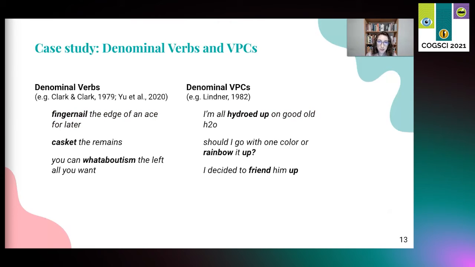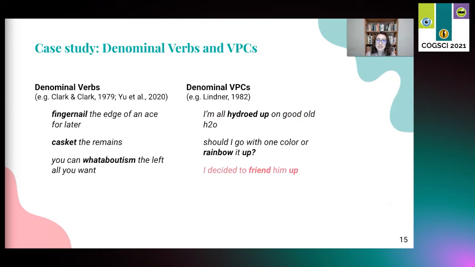The examples we've looked at here so far are bare denominal verbs, and we contrast these with our second denominal verb construction, which is denominal verb particle constructions, or denominal VPCs. So an example here is "hydro up," meaning to drink water, where hydro is the verb and up is the particle. And specific particles select for different kinds of verbal elements. For example, there are several constraints on what kinds of verbs can occur with the particle up.